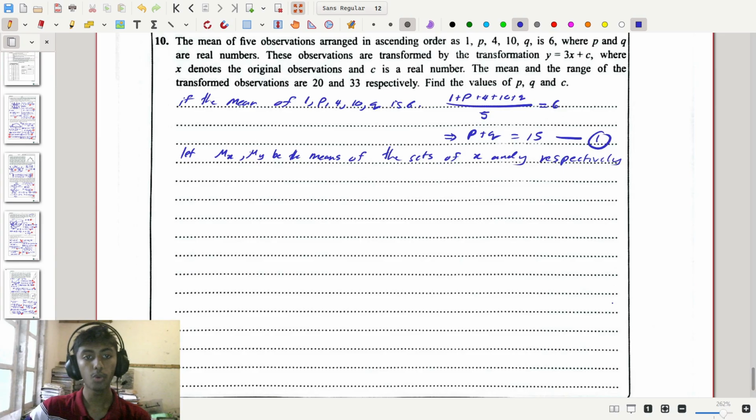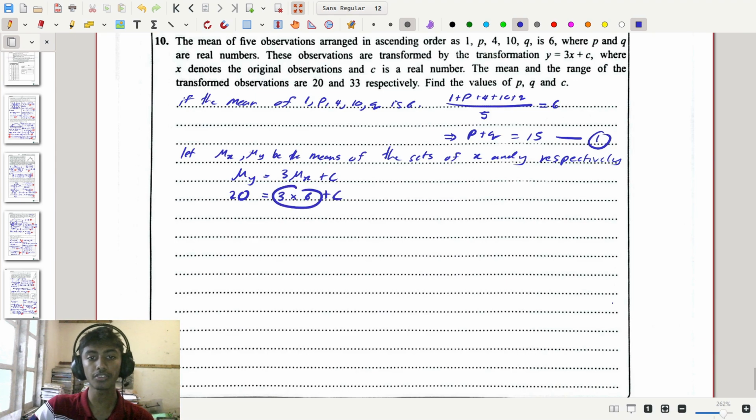Given this, we know that mu y is equal to 3 times mu x plus c. If we substitute, mu y is 20, so we have 20 is equal to 3 times mu x, which is 6, plus c. This gives 18 plus c equals 20, so c is equal to 2. So now we found c is equal to 2.